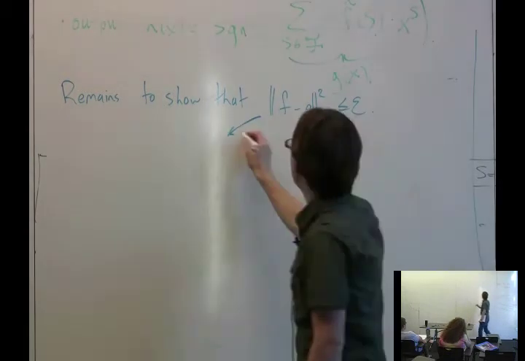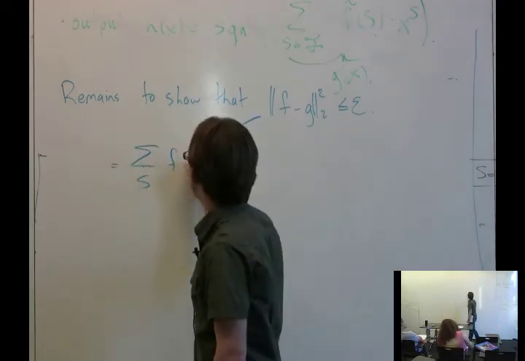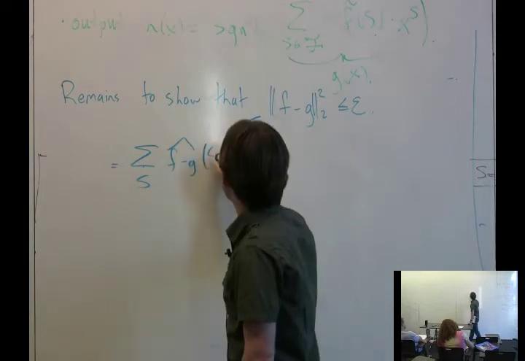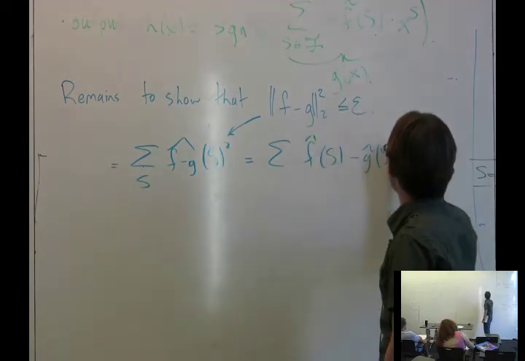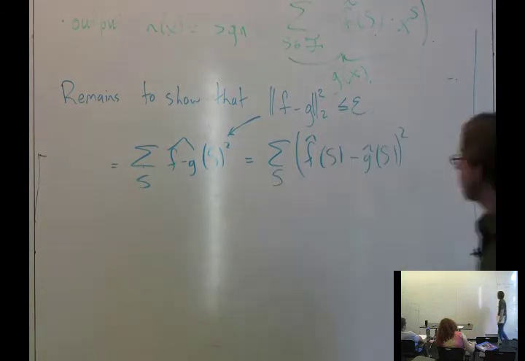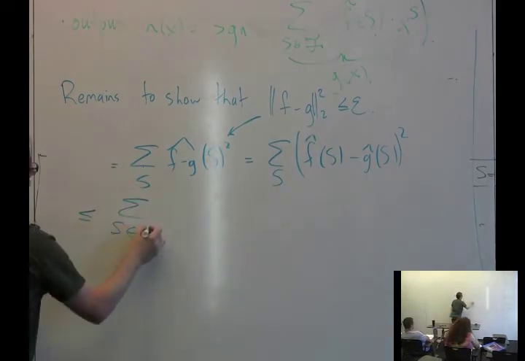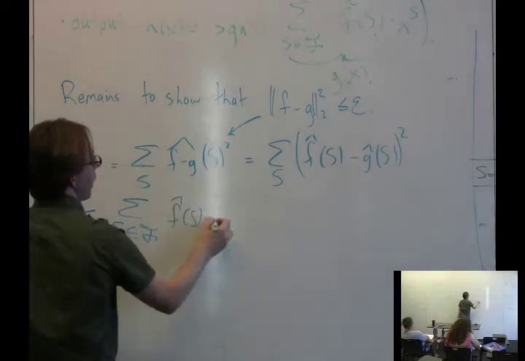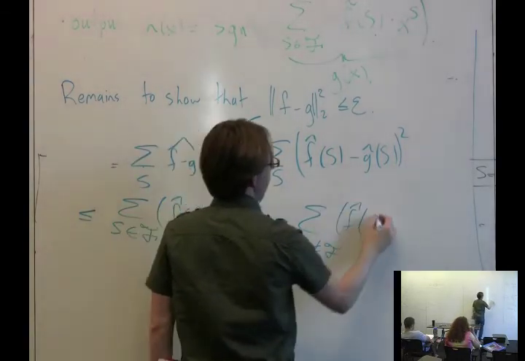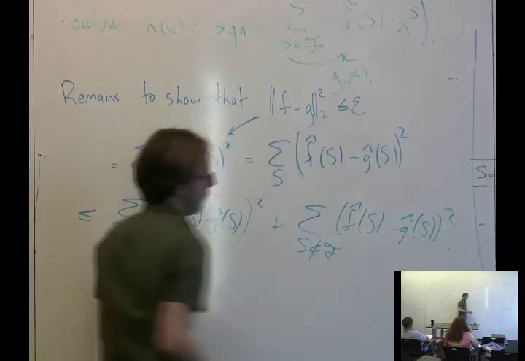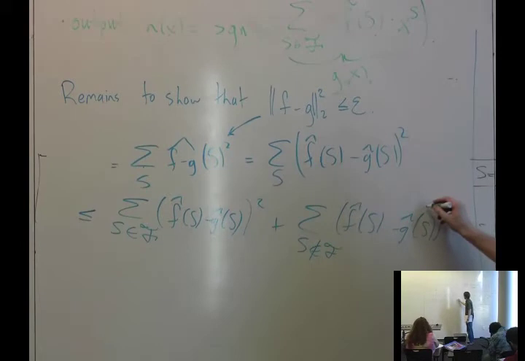OK, so this quantity, the 2 norm squared between f and g, is by definition the sum over s of f minus g hat s squared, which is the sum of f hat s minus g hat s squared over all s. And we'll just split this sum up into the guys that are in f and the guys that aren't. So this is the sum over s in f of f hat s minus g hat s squared, plus the sum over s that are not in f of f hat s minus g hat s squared. Okay, and let's just do a few calculations here. What is this number here?